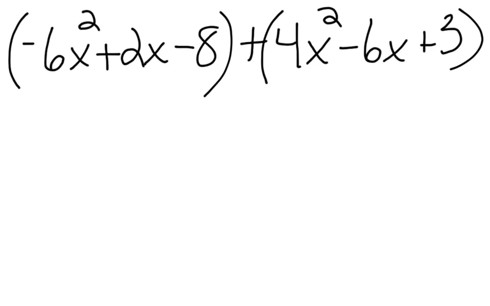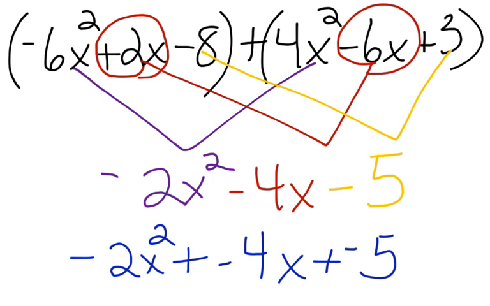Alright, go ahead and take a look at this next example. Copy the expressions down on your paper and combine like terms and write a simplified expression. Alright, when I combined like terms, I got negative 2x squared minus 4x minus 5. Now, there are two different ways to write this. If you don't like using the minus signs, you can use plus and negative. So the second way I wrote it was negative 2x squared plus negative 4x plus negative 5. They both mean the same thing.